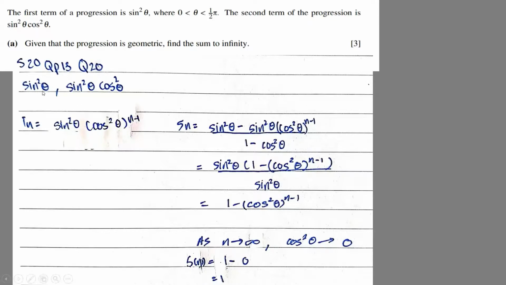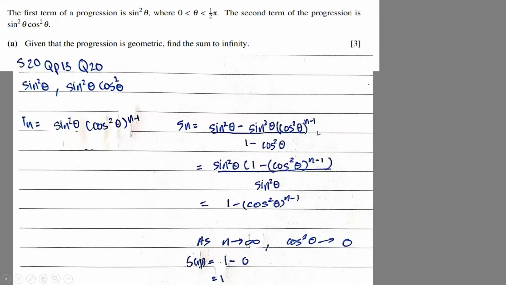First things first, write out your terms, and then make it fit the form that has been given to us. So it's geometric, so it's a times r raised to the power n minus 1. In this case, the term has been multiplied by a factor of cosine squared theta. So it's sine squared theta multiplied by cosine squared theta raised to the power n minus 1. And now we use the sum formula, which is written as sine squared theta minus sine squared theta multiplied by cosine squared theta raised to the power n minus 1.